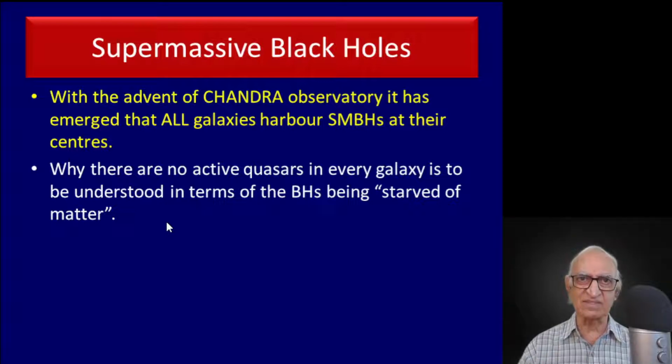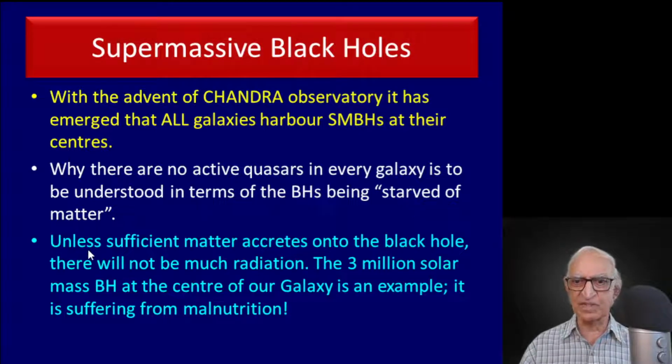And the reason is, although you may have a supermassive black hole at the centers of galaxies, in order for it to function as a quasar, you must supply it with gas so that gravitational potential energy is released. So if a supermassive black hole is starved of matter, then it will be quiet and therefore not function as a quasar.